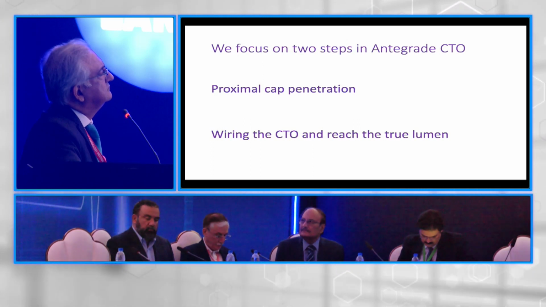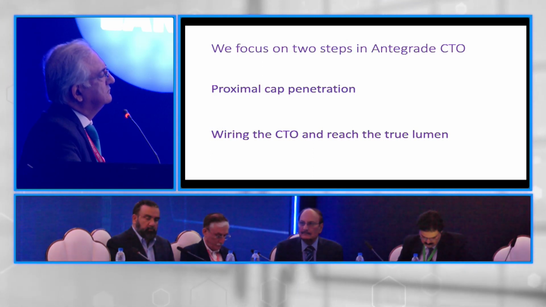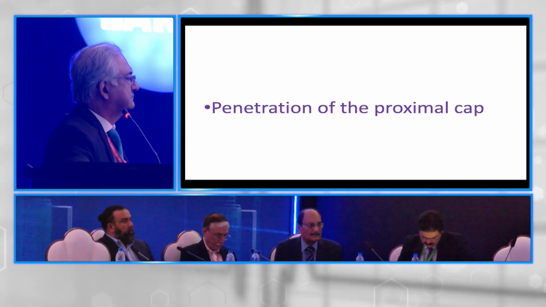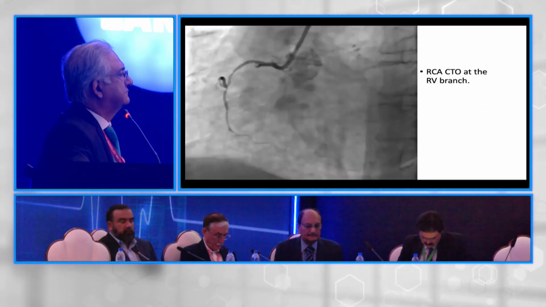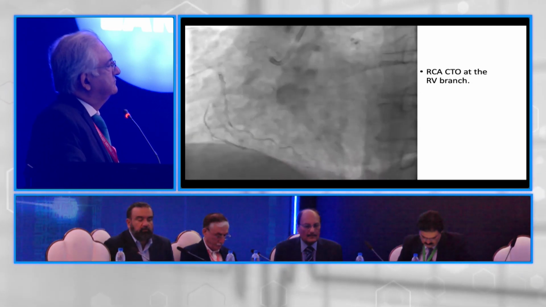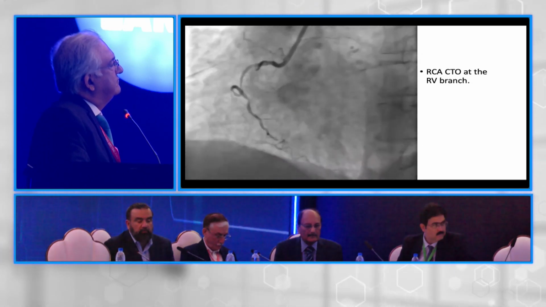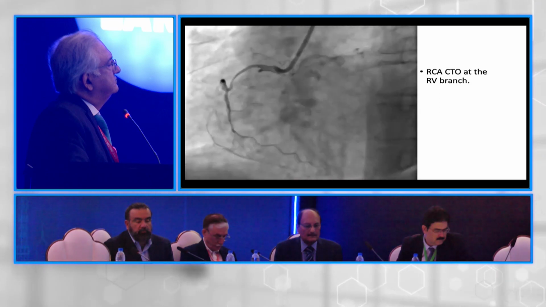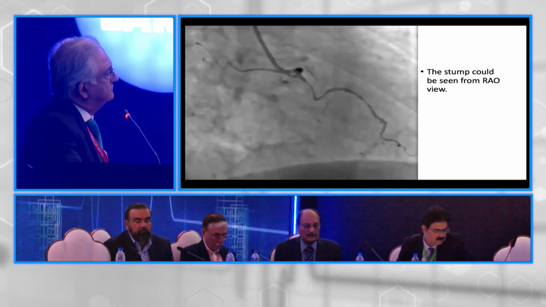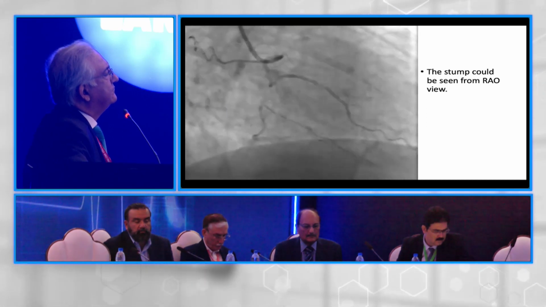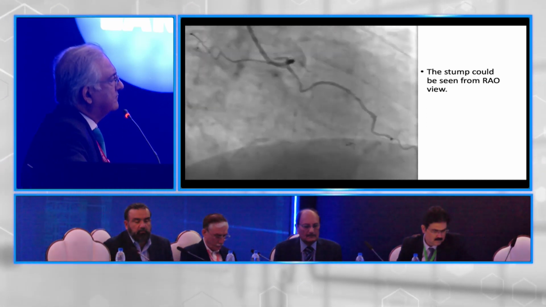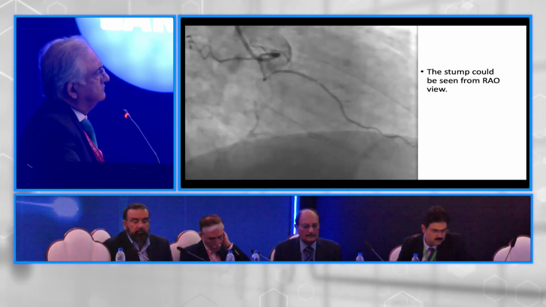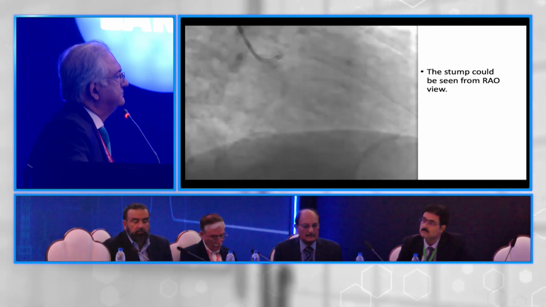So in this presentation, I'd like to focus mostly on two steps: proximal cap penetration and wiring the CTO to reach the true lumen. So I'd like to show you an example. This is an RCA occlusion, and the occlusion is right at the RV branch. From here, it looks like an ambiguous cap, and someone may ask for IVUS to go antegrade. But if you go from the right oblique view, I think all of us agree where the proximal cap is, because obviously the right branch has a superior takeoff.